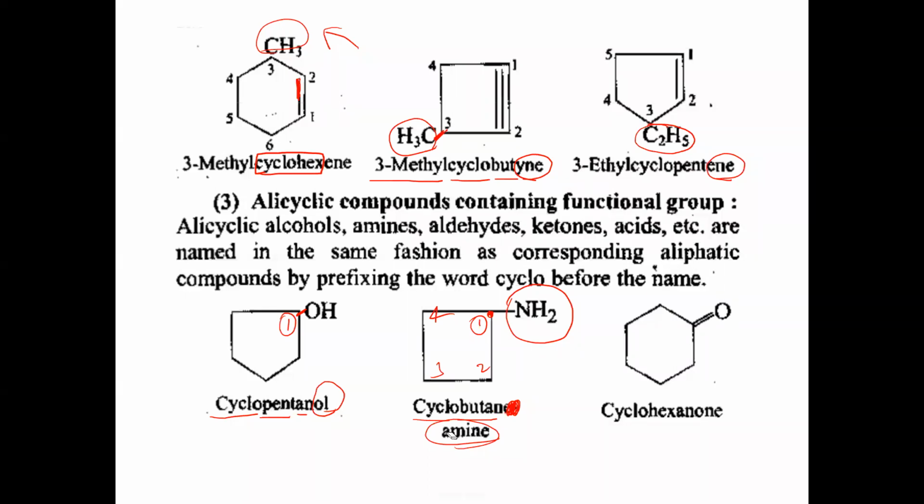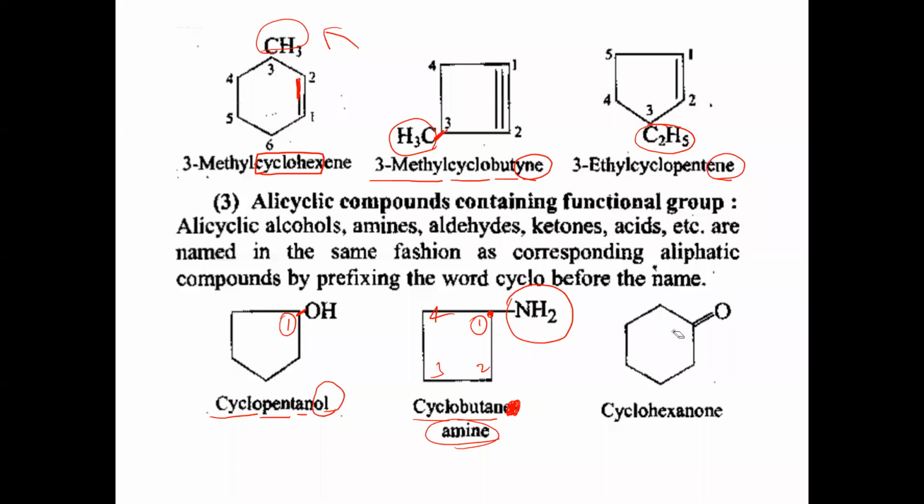Why? Because in amine, the first letter A is a vowel. In the secondary suffix name amine, the first letter A is a vowel. When the first letter of the secondary suffix is a vowel, we should not write E. So simply we say cyclobutanamine. We have to say E should not be written.